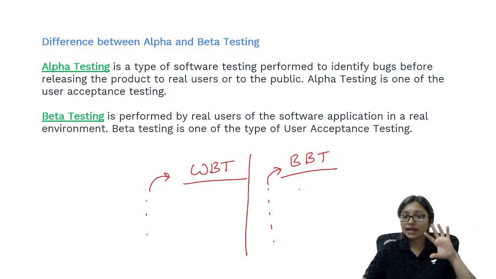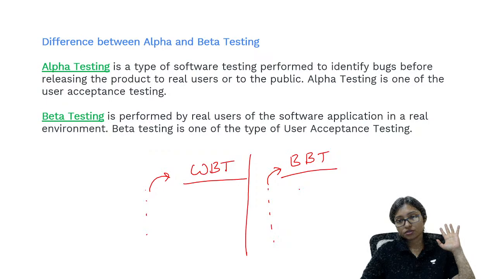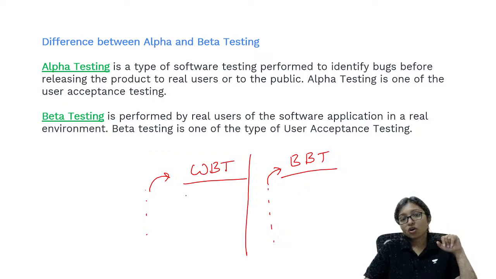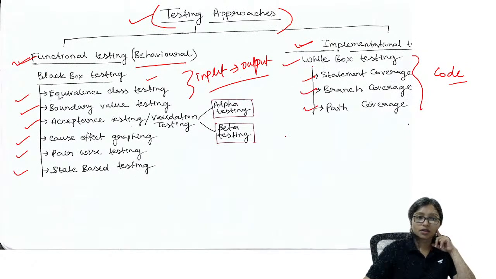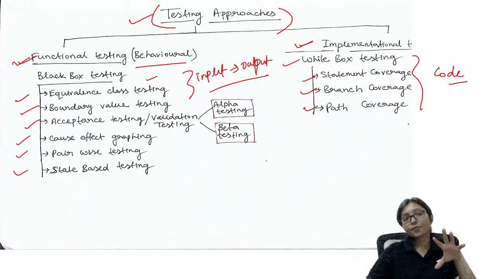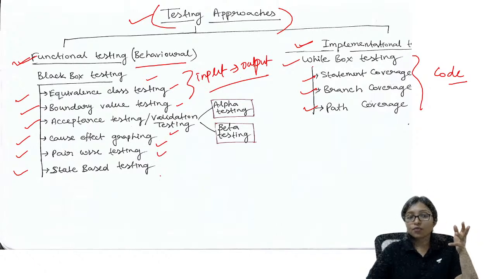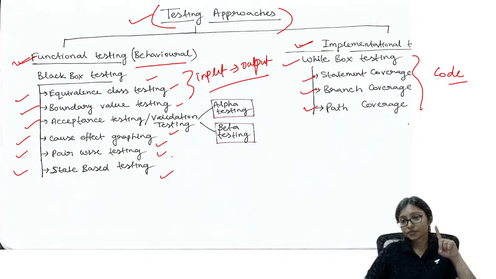White box will be divided according to the approach, when we are focusing on code and when we are not focusing on code. White box is only statement, branch and path: statement coverage, branch coverage and path coverage. Black box under the approach: equivalence, boundary, acceptance, cause and effect, pairwise, state based. These are coming under black box.